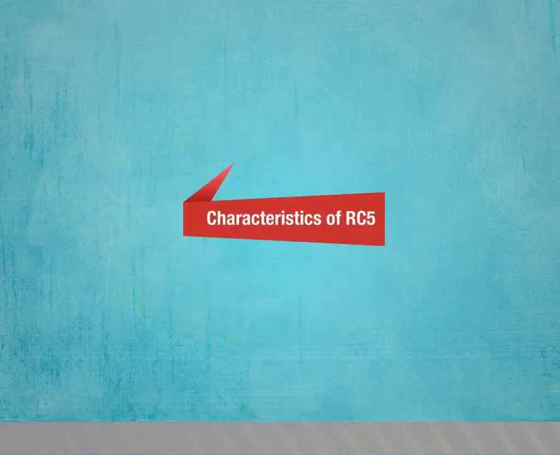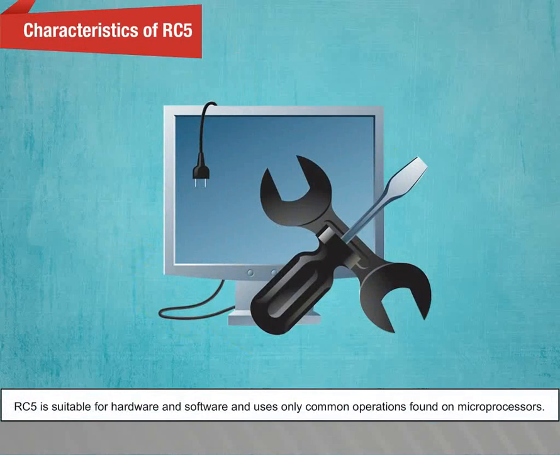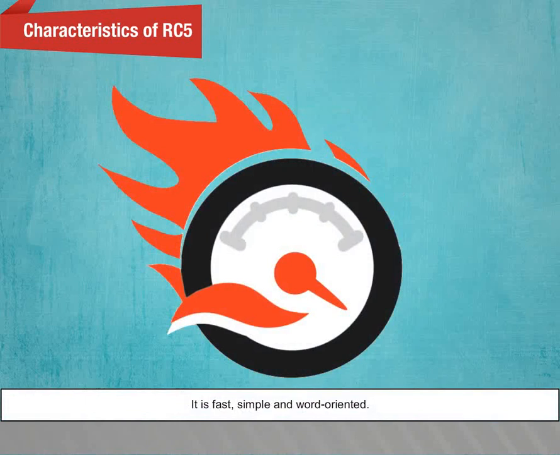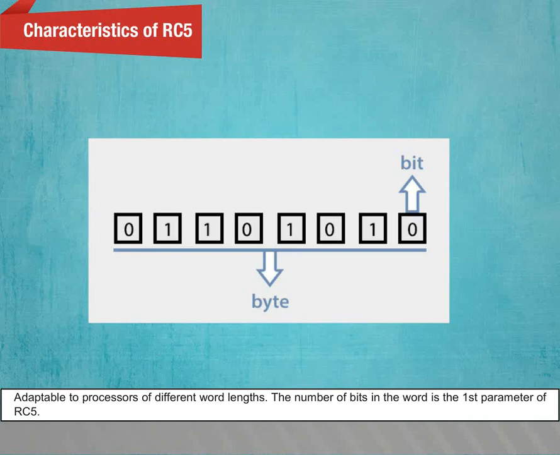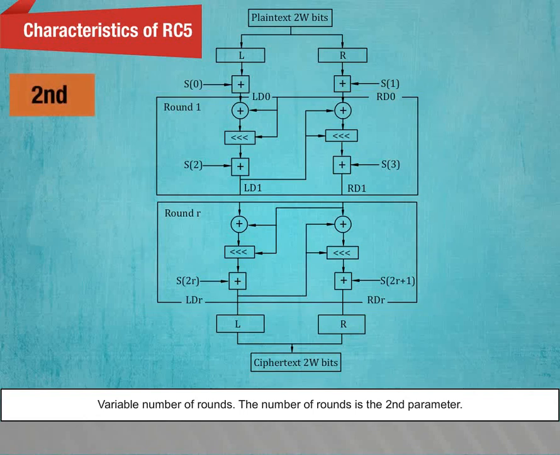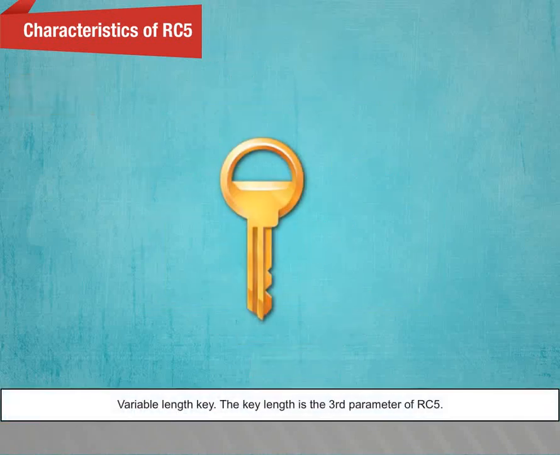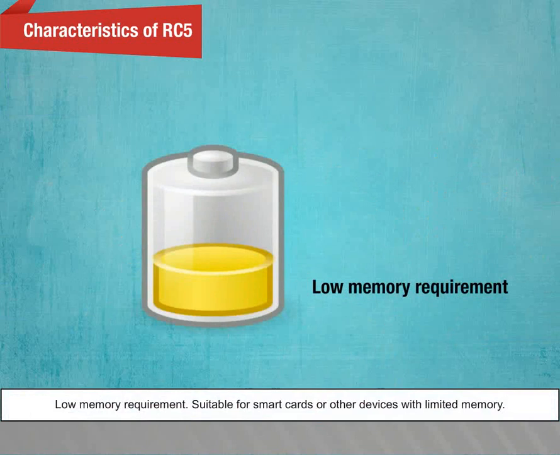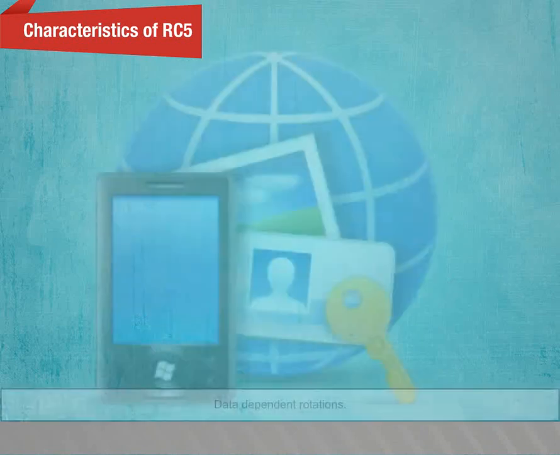Characteristics of RC5. RC5 is suitable for hardware and software and uses only common operations found on microprocessors. It is fast, simple, and word-oriented. Adaptable to processors of different word lengths. The number of bits in the word is the first parameter of RC5. Variable number of rounds. The number of rounds is the second parameter. Variable length key. The key length is the third parameter of RC5. It is easy to implement and analyze. Low memory requirement. Suitable for smart cards or other devices with limited memory. High security. Data-dependent rotations.